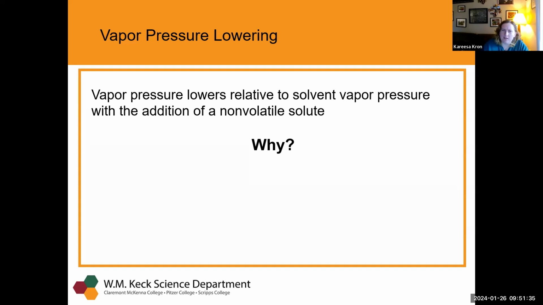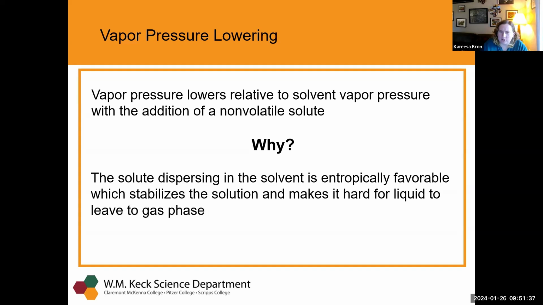One of the main reasons why the vapor pressure lowers is that as the solute disperses in the solvent, it's entropically favorable and it stabilizes the solution and makes it harder for liquid to leave for the gas phase. And if it's harder for liquid to leave, then there ends up being less vapor, or less vapor pressure, on top of that solution.